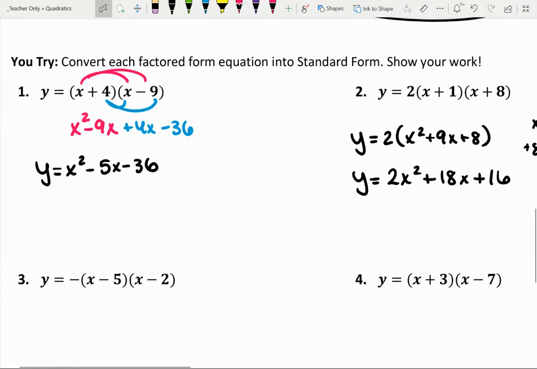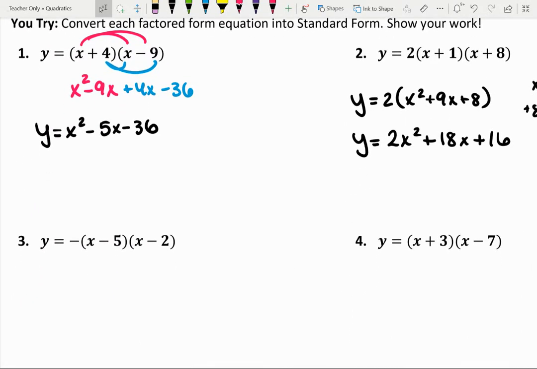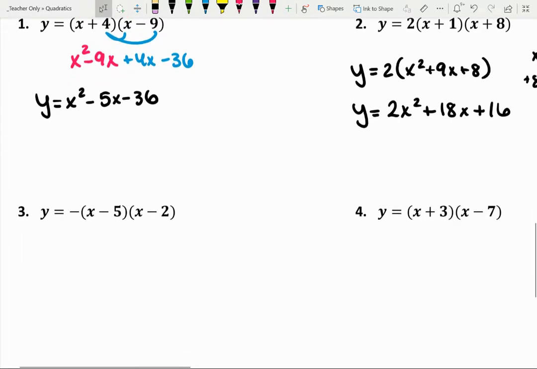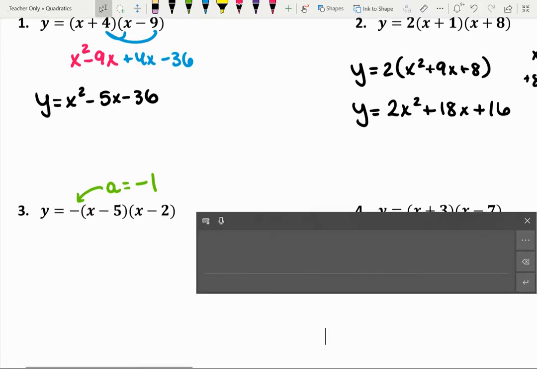So if examples 1 and 2 went well for you, whether you used double distribution or the box method, go ahead and try number 3 and number 4. My question to you with number 3 is, what are you distributing? What is your a value? Hopefully you thought to yourself, a is equal to negative 1, so that you can handle that appropriately. You can check your work for number 3 and 4 either in OneNote or using Desmos like I showed you earlier.